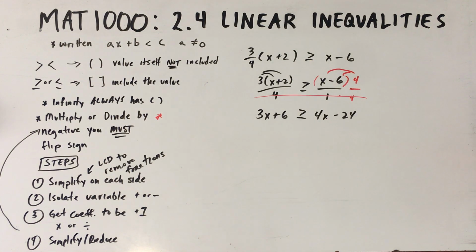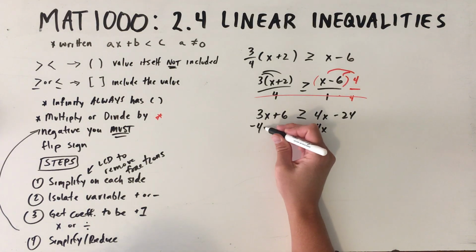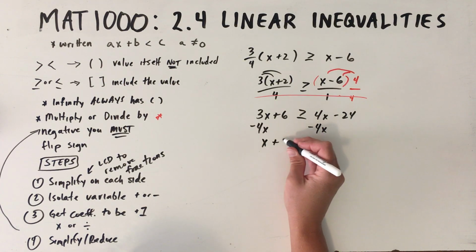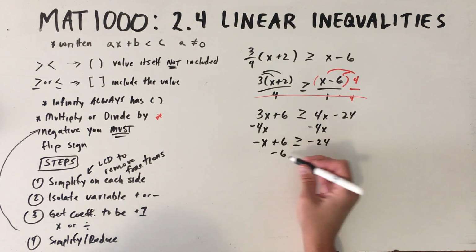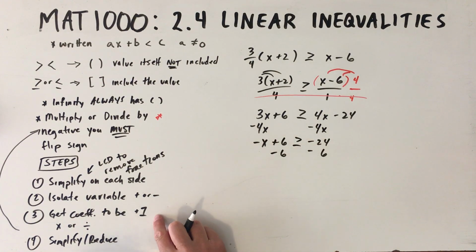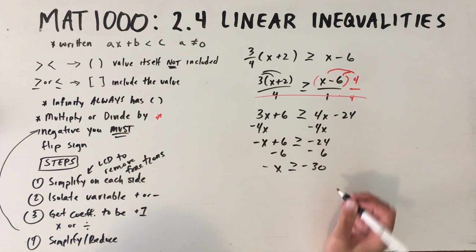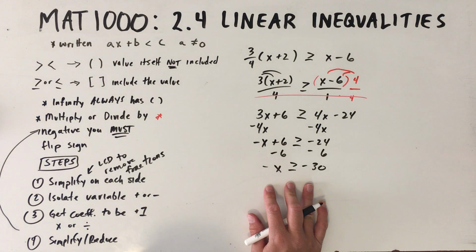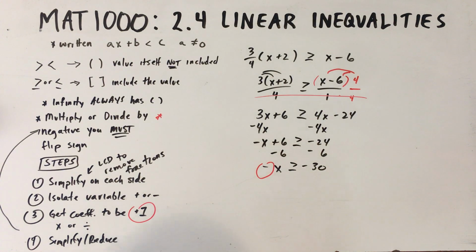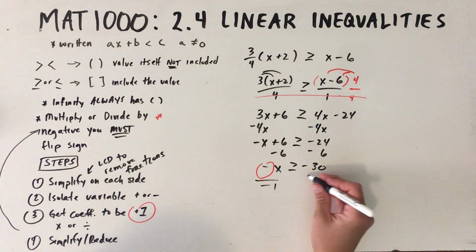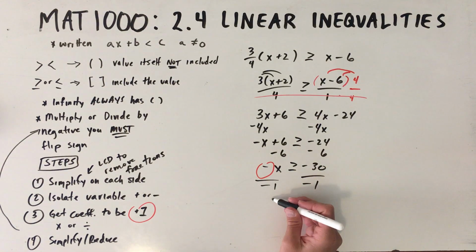Okay, again, I'm going to move my variable to the left just to make sure that I can read the inequality easily. That's going to give me a negative x plus 6 is greater than or equal to a negative 24. Subtract the 6 to isolate my variable, and I get that negative x is greater than or equal to a negative 30. Now, this is not solved. I still need the coefficient of this term right here to be a positive 1. So I've got to divide both sides by a negative 1. And whenever I do that, again, if I multiply or divide by a negative, I've got to flip the sign.